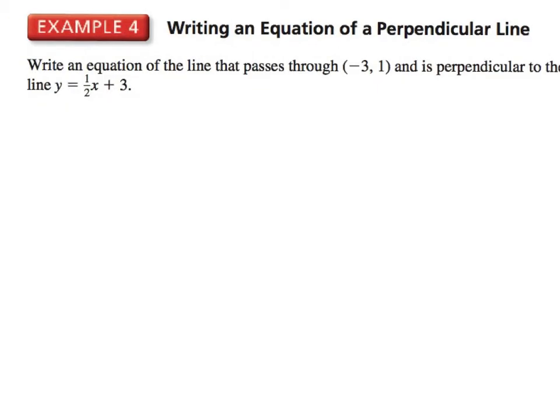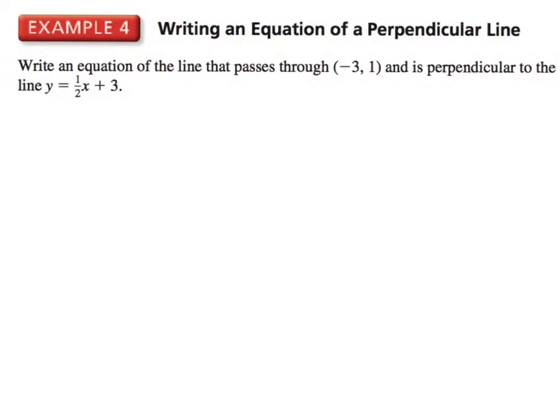All right, example 4. Write an equation of the line that passes through -3, 1 and is perpendicular to the line y equals 1/2 x plus 3. So if the slope here is 1/2, what would the slope of the perpendicular line be? The slope would be -2.